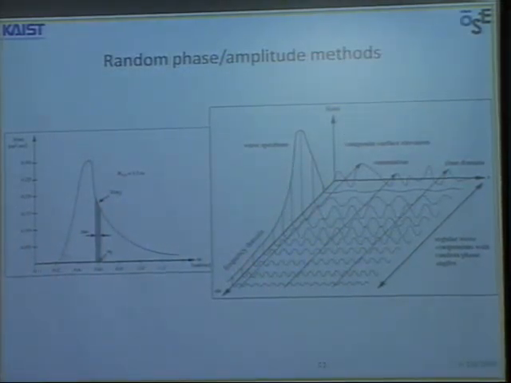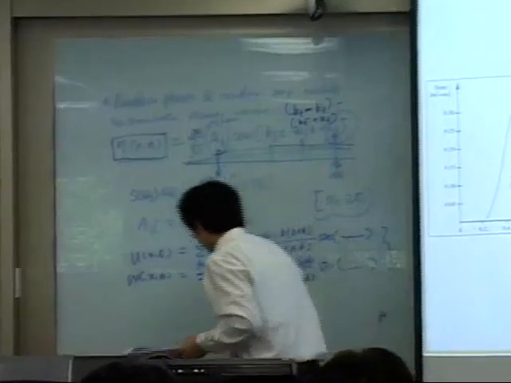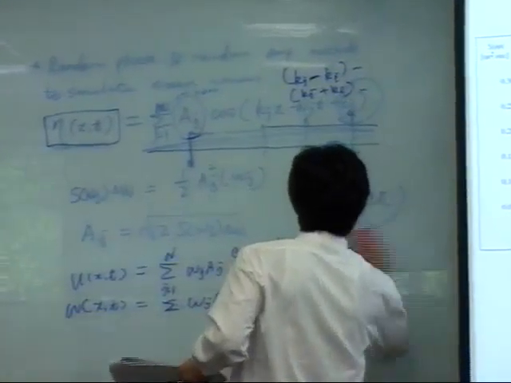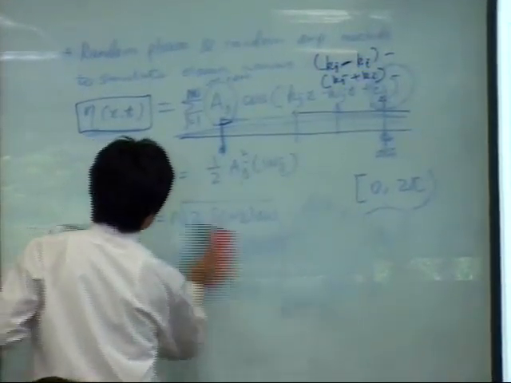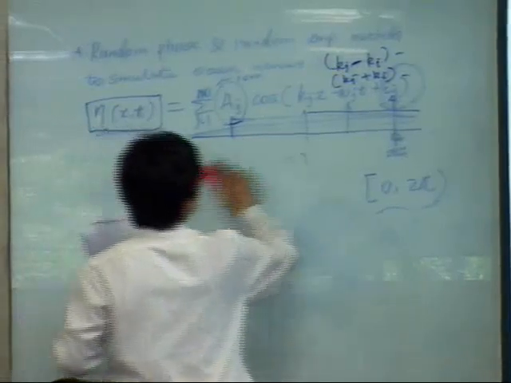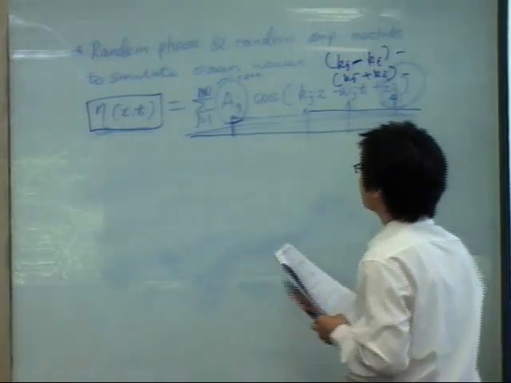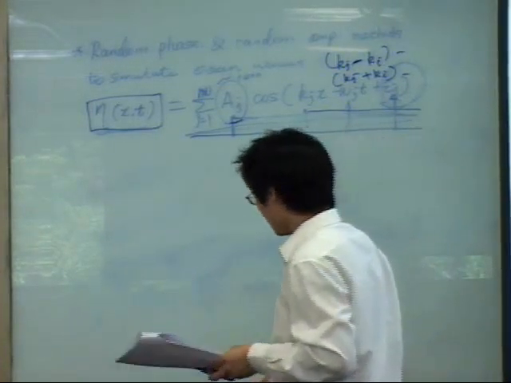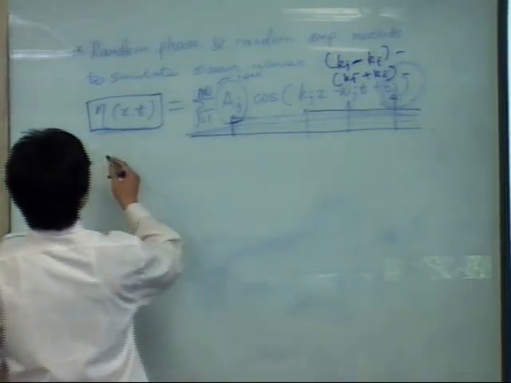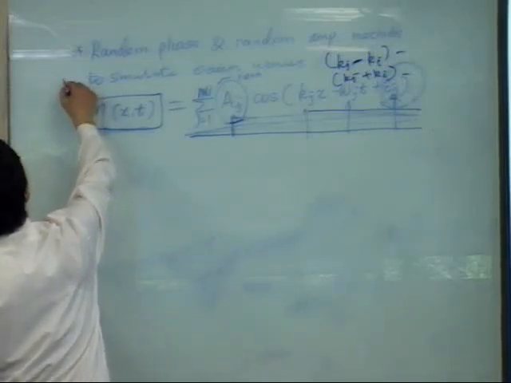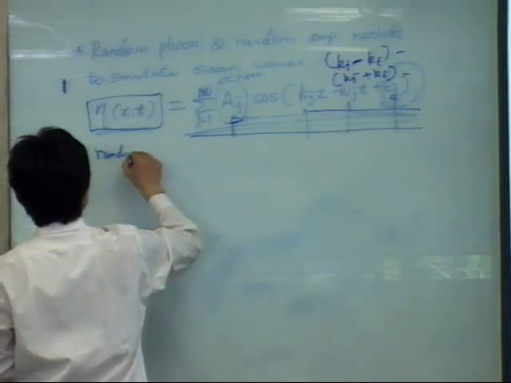The second method we do, this is a very simple strategy, and we like it because it's easy to use. People can understand this method easily, but the drawback is we have to use a large number of wave components in order to achieve the normal distribution. What if I only have just a few? Let's see, this is random phase and random amplitude.